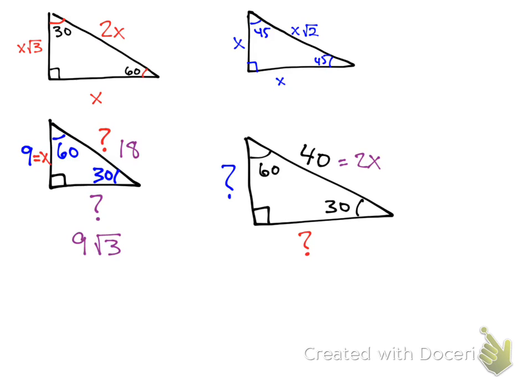And then, of course, we have to go through and solve for x. So to solve for x, we're going to divide both sides by 2. So therefore, x equals 20. So if we look at our ratio, opposite from 30 degrees is x. So opposite from the 30 degree angle is this blue one. So we know that the blue length is 20. And then opposite from the 60 degree angle is x square root of 3, which in this case is going to be 20 square root of 3.